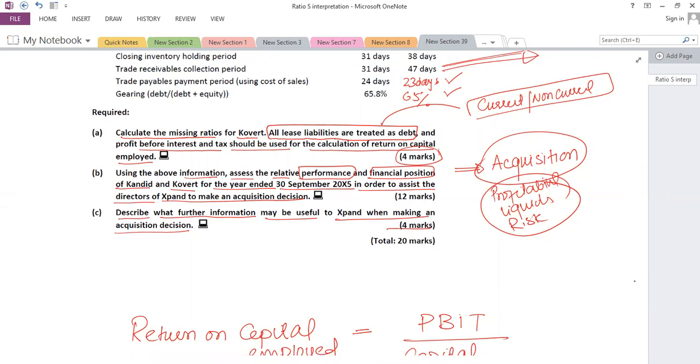In part A, we have calculated ratios. In part B, we have discussed, and in part C, some other information.